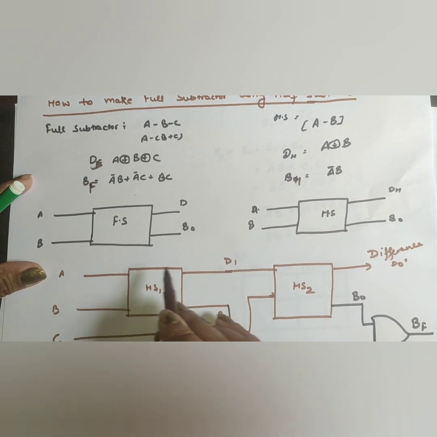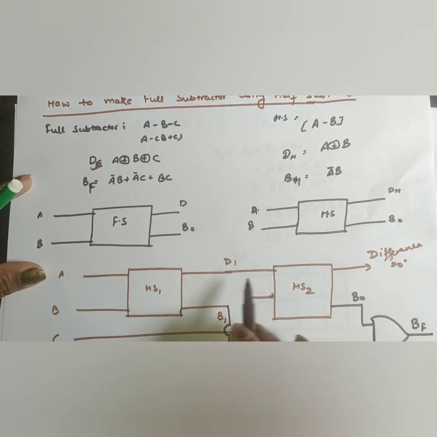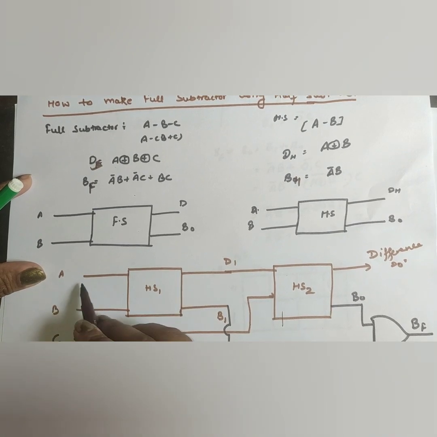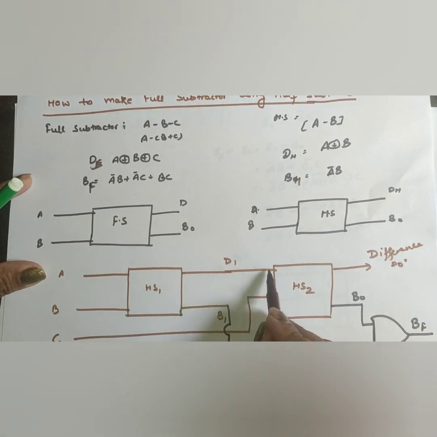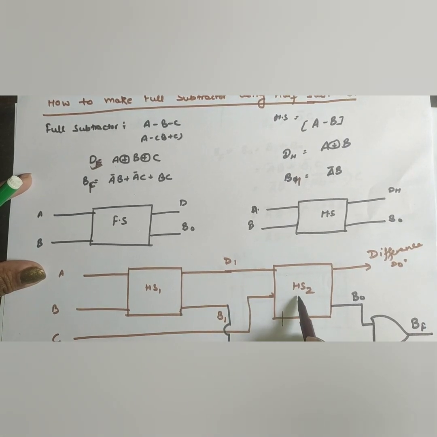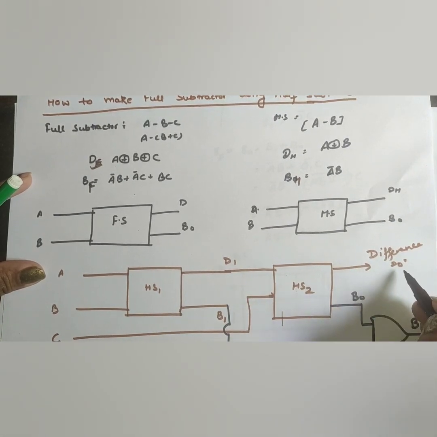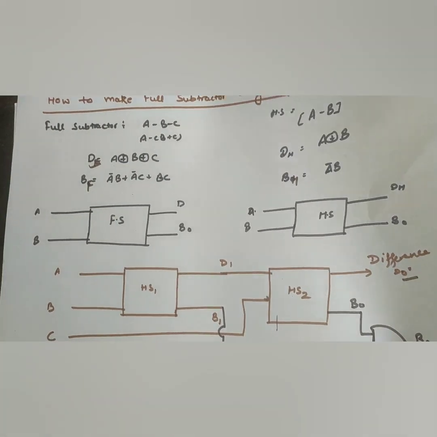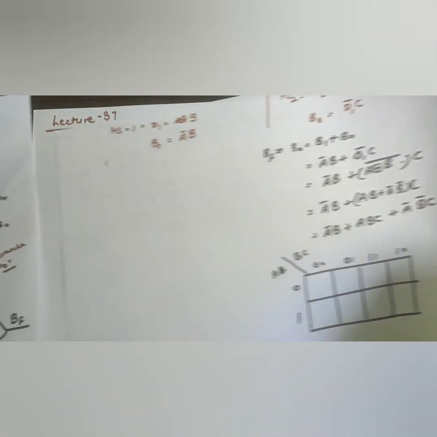Now let's suppose we take one half subtractor like this and a second half subtractor like this, and give the first half subtractor's difference output to the second half subtractor. Now the final difference is like this. For borrow we take first borrow and second borrow. After this we give them to the OR gate. Now I will solve the equation.